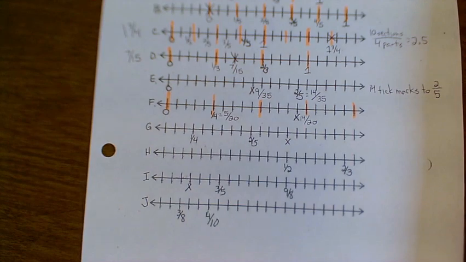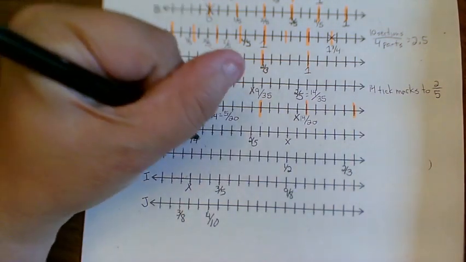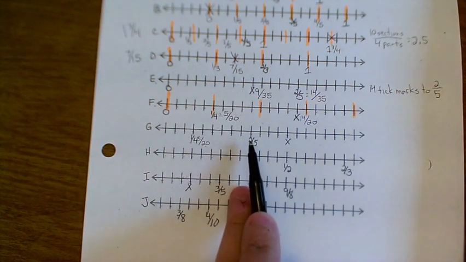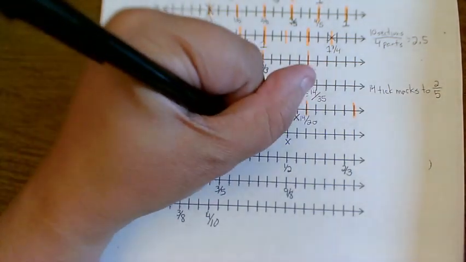So that would be 20ths. So 1/4 would be equivalent to 5/20. And then 2/5, if you multiply by 4, that would be 8/20.